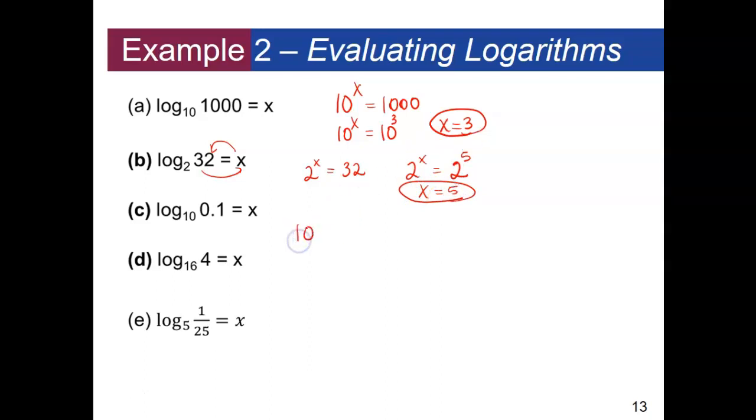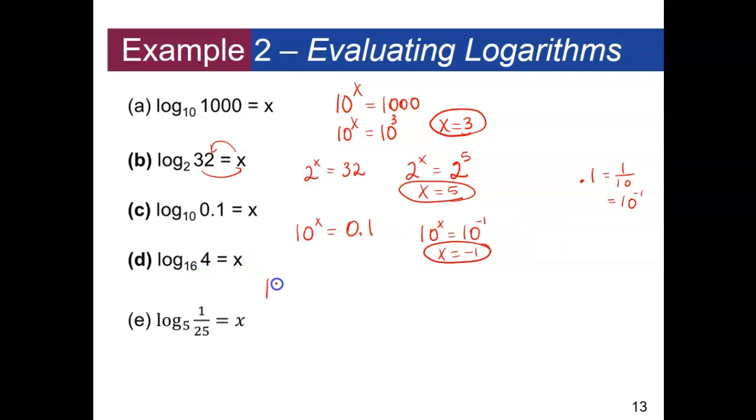This one, I'm going to have 10 to the x equals 1/10. This one's a little bit trickier. 1/10 is also the same thing as 10 to the -1. So what I'm going to have here is 10 to the x equals 10 to the -1, so x is going to be -1.